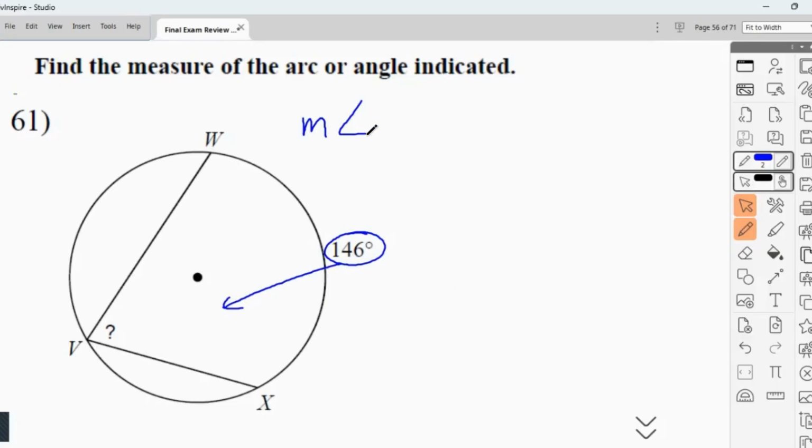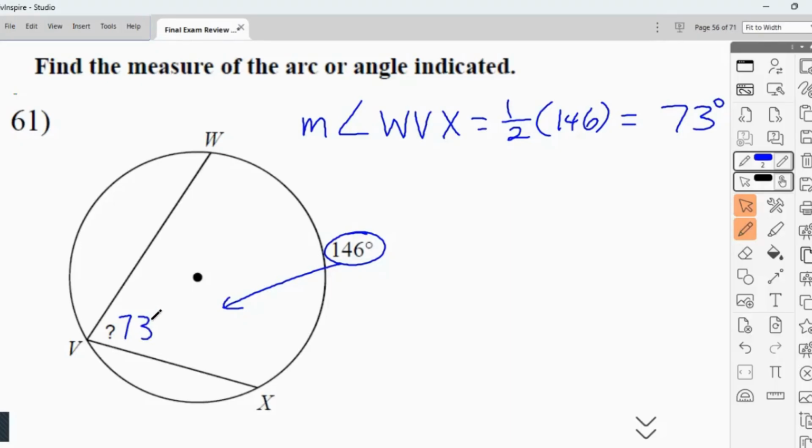So the measure of angle WVX is equal to half of 146. That's going to be 73. So this will be 73 degrees. All right, done with 61. On to the next.